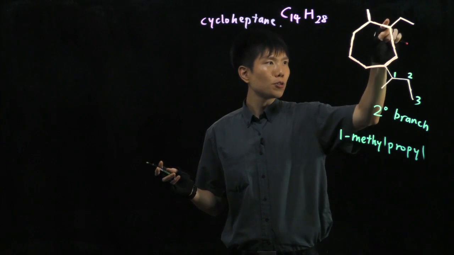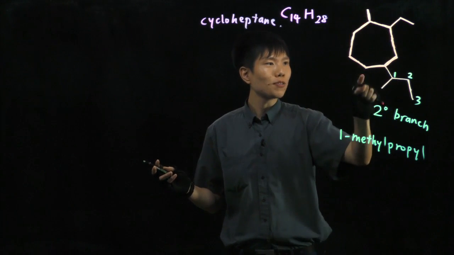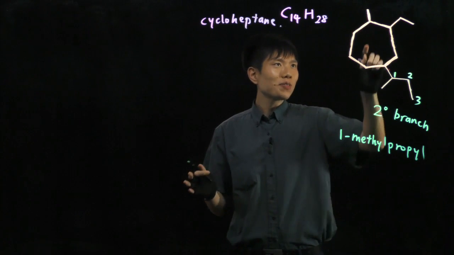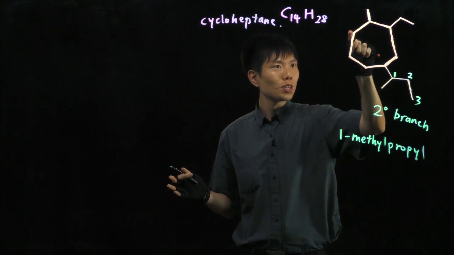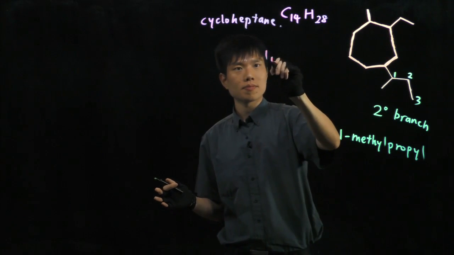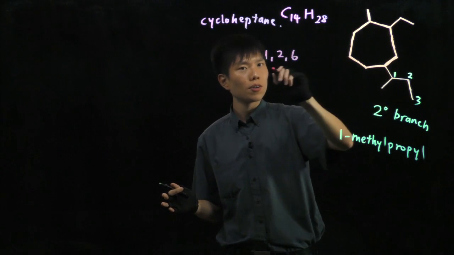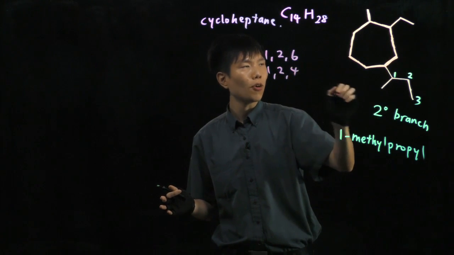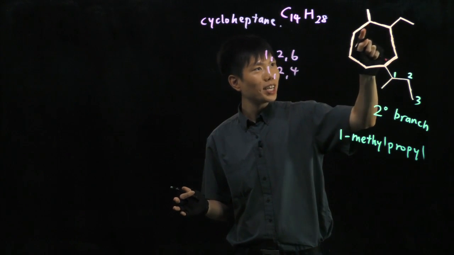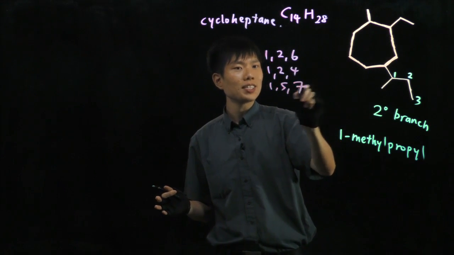Should we start from here? 1, 2, 3, 4, or 1, 2, 3, 4, or even the other way, 1, 2, 3, 4, 5, 6, 7, right? You have to do trial and error. If you start with this 1, 2, 3, 4, 5, 6, I will get 1, 2, and 6. If I start from here, I get 1, 2, 3, 4, so 1, 2, and 4. If I start from this side and go that way, I get 1, 2, 3, 4, 5, 6, 7. I get 1, 5, 7. So obviously this is wrong, right?